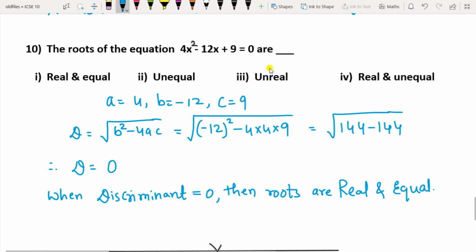The roots of the equation 4x square minus 12x plus 9 equal to 0 are? Here again you have to find the value of D. A is 4, b is minus 12 and c is 9 from the equation. Substitute values of a, b, c, and you get D equal to 0. When the discriminant is equal to 0, the roots are real and equal. So option 1 is the correct option.